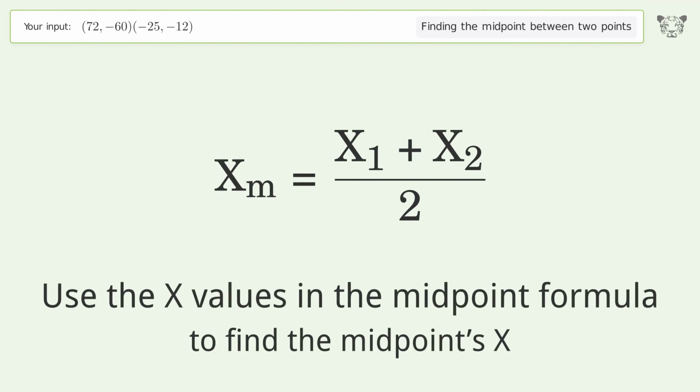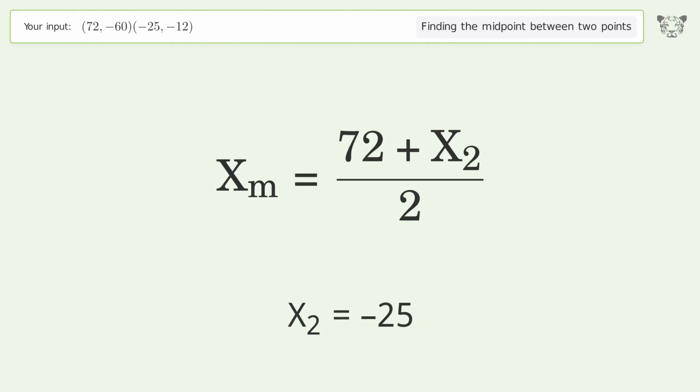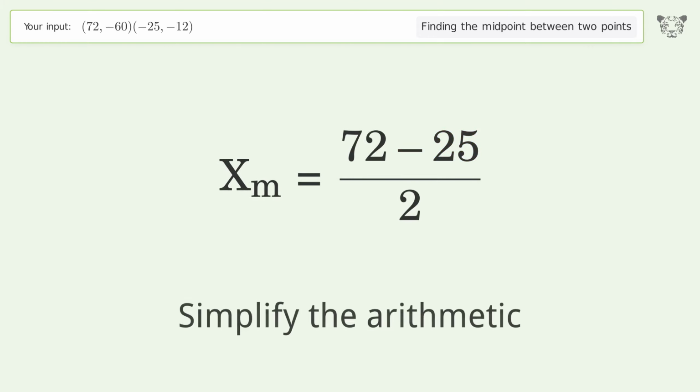Use the x values in the midpoint formula to find the midpoint's x. x1 equals 72. x2 equals negative 25. Simplify the arithmetic.